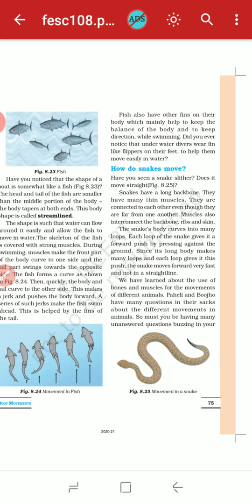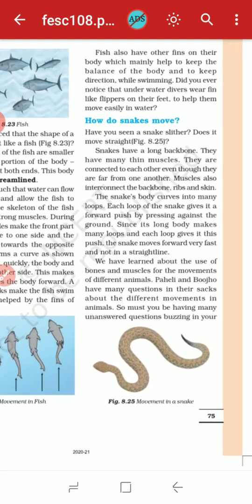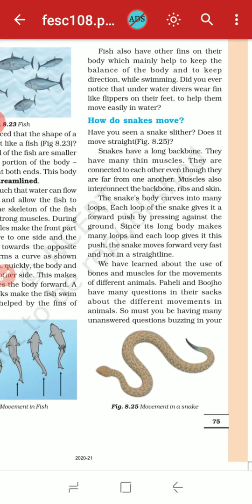Now, how do snakes move? Have you ever seen a snake slither? Does it move straight? No, it always moves in a zigzag manner. Snakes have a long backbone. They have many thin muscles. They are connected to each other even though they are far from one another. Muscles also interconnect the backbone, ribs and skin.